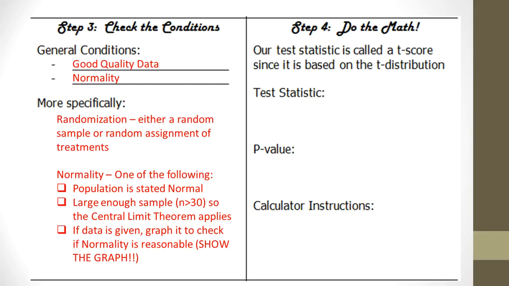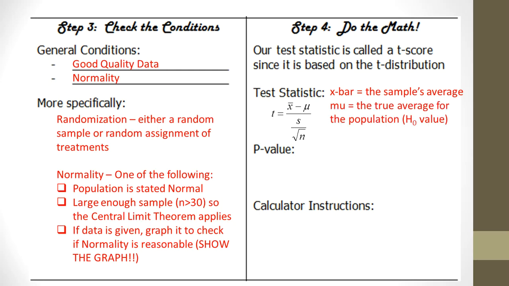On step 4, we're going to actually do some math. Our test statistic is called a t-score instead of a z-score because we're working with the t-distribution. The test statistic is still value minus mean over standard deviation, x bar minus mu over s over the square root of n. Remember, x bar is your sample's average, mu is the true average for the population, which is your null hypothesis value, s is your sample's standard deviation, and n is your sample size.